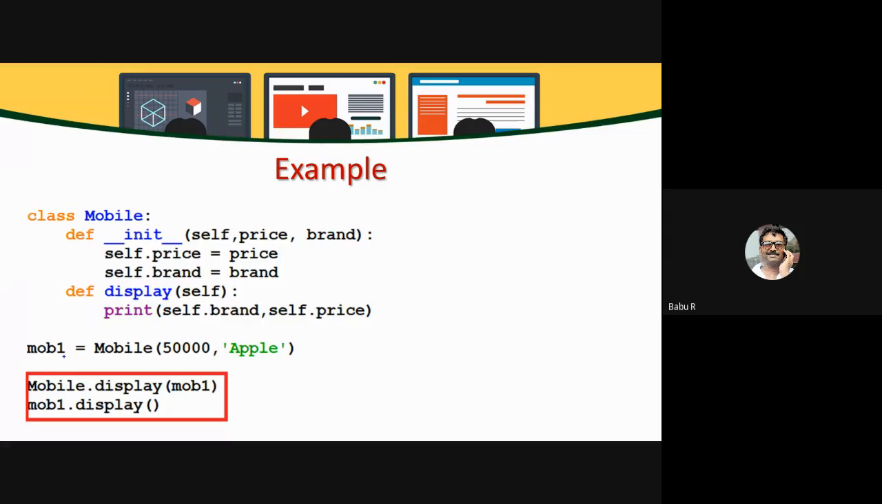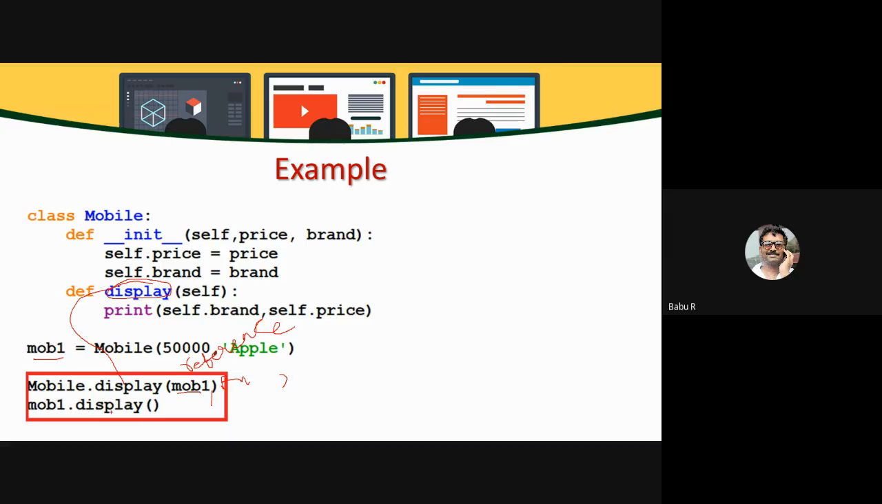Right. Here we have created a reference, mobile one equal to Mobile of 50,000 comma Apple. Next we have called the display method using the class name. Mobile is the class name. Mobile dot display of mobile one, where this is the reference variable. If you want to pass any additional parameter, you can give it here. This is just a reference. For example, comma price, comma brand. Like that, if you want to pass any additional parameter, you can pass it.